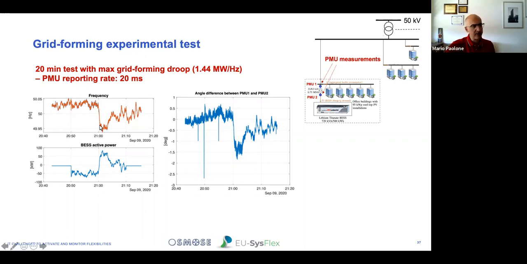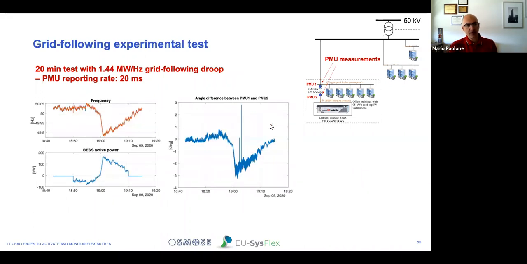The frequency was experiencing a change of about 100 millihertz. Here you can see the injected power of the battery, and here the battery was controlled as a grid forming. On the right, you can see the angle difference between the 2 PMUs during this control action of the grid forming of the battery.